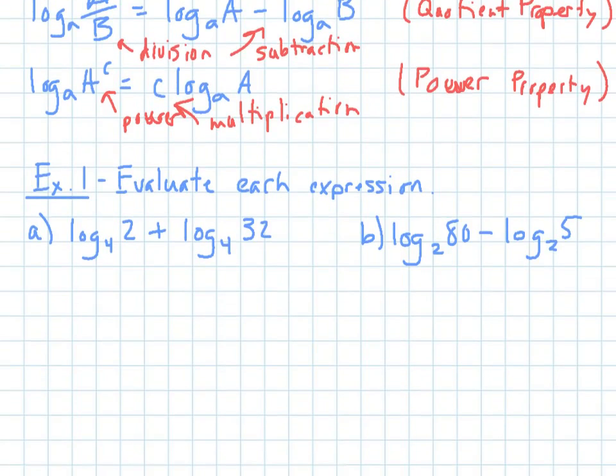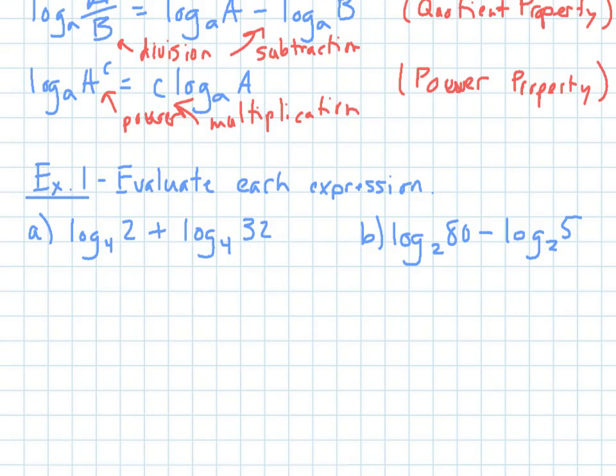So if I want to evaluate each expression, I want to use my properties as I see them. Now you can go in either direction. If you see addition, you can simplify it and make it into multiplication. If you see division, you can separate them into two things that are subtracted. So you can go either way if you need to simplify.